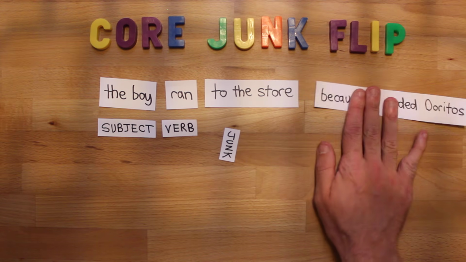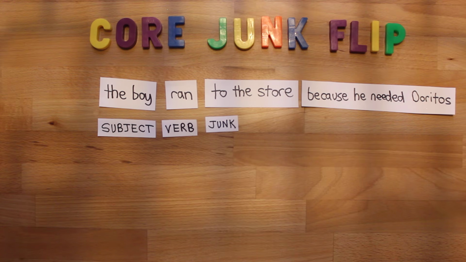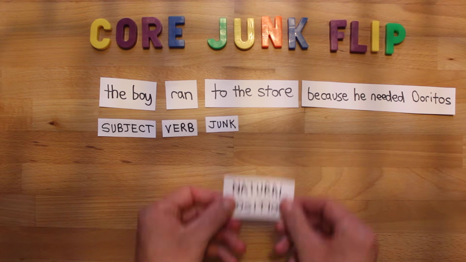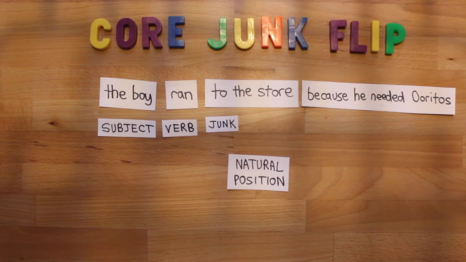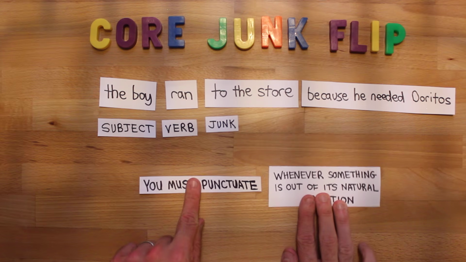So we just need to tap in to your understanding of natural order, and then that will give you the reason why there was a comma in that original sentence. So, this is the natural order. Everything is in its natural position. Here's a rule for punctuation. This is the rule that you need to remember, and it will take care of all sorts of other comma rules. You'll get rid of a lot of fussy little comma rules. So here's the rule. You must punctuate whenever something is out of its natural position.